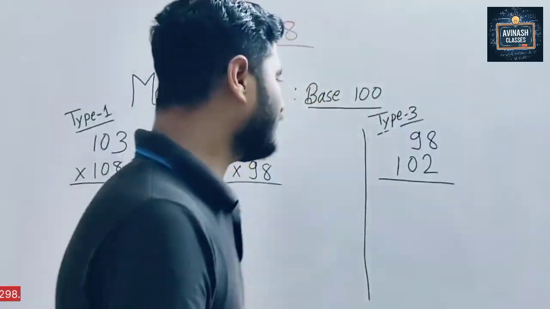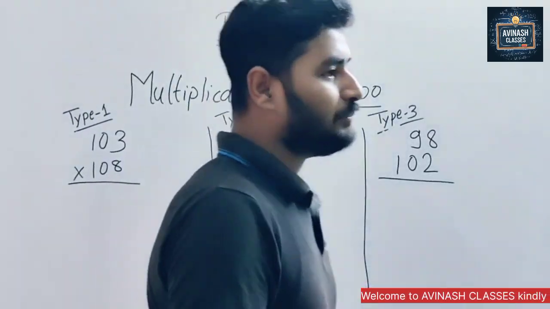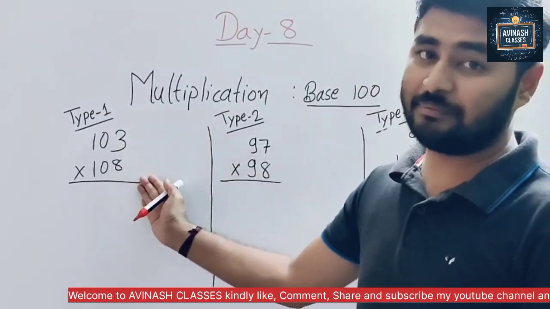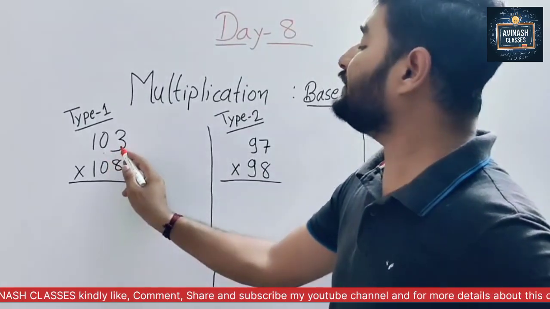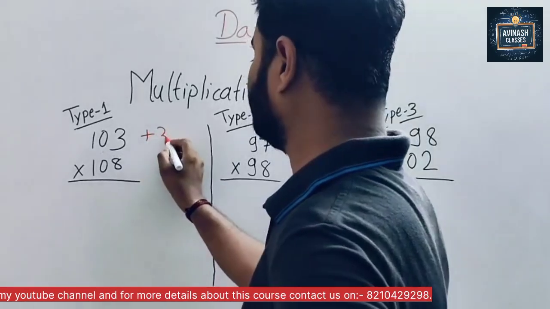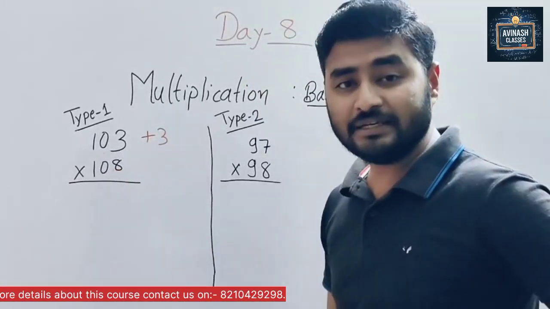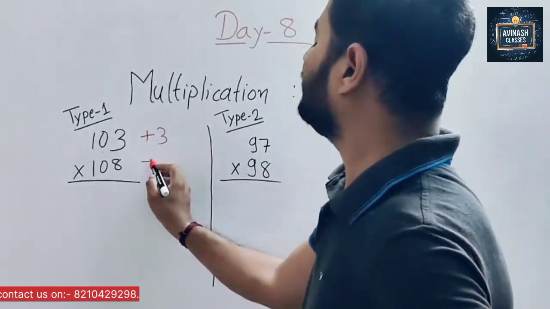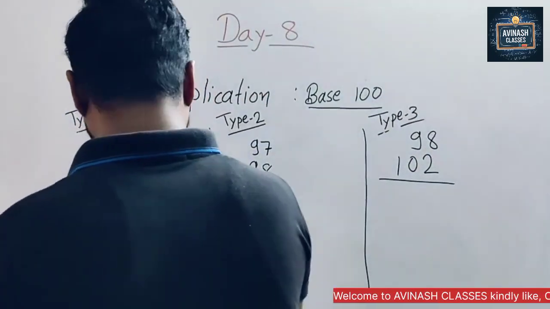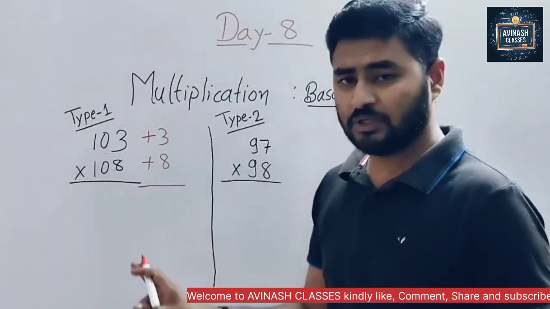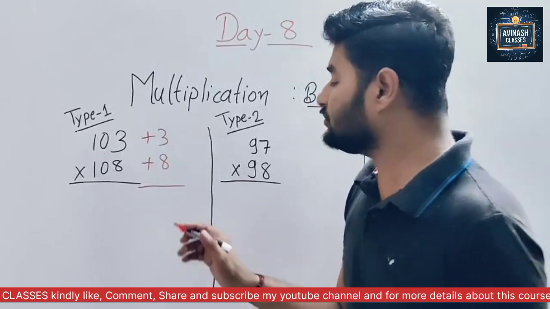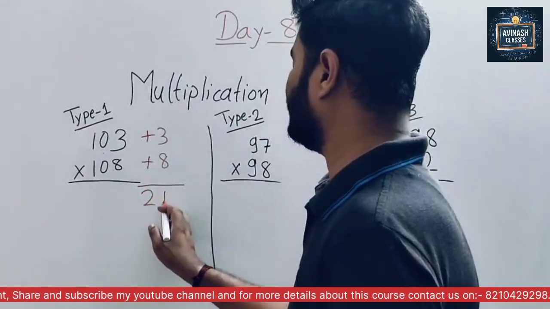Now come and try to understand type 1, type 2, type 3. Here, already we learned this yesterday. One number is how many more than 100? 3. So here we write plus 3. And this one is how many more than 100? 8. So here we write plus 8. Now first we have to multiply. So 8 times 3, what do we get? 8 times 3 is 24. So here we write 24.